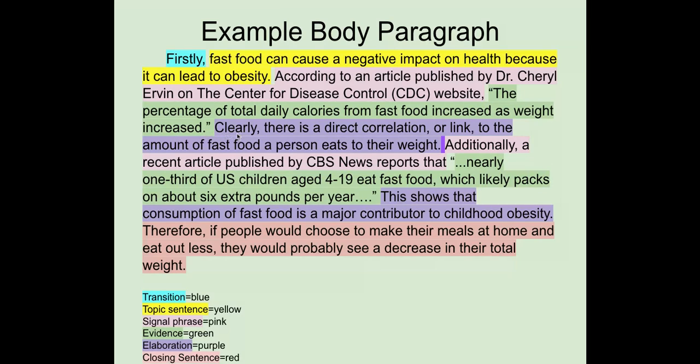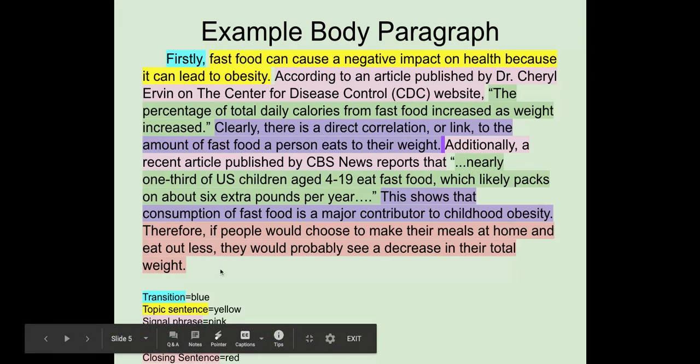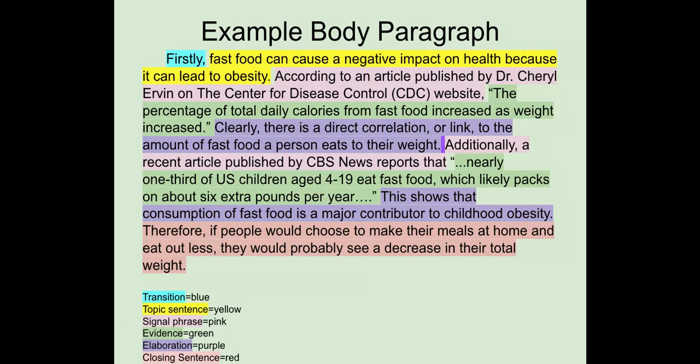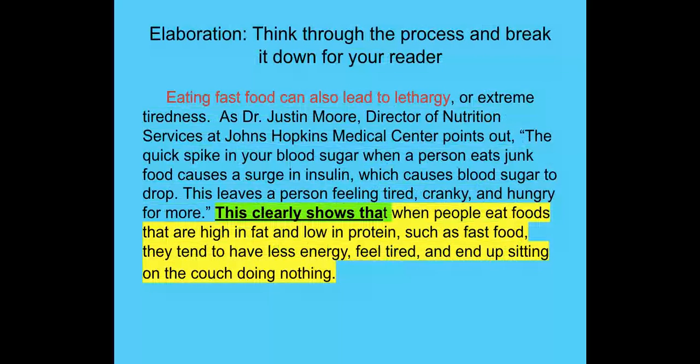And then the elaboration of that quote is in purple. And this is where the writer makes the connection for the reader. And then you follow again by your signal phrase and your evidence and your elaboration, and then finally a closing sentence. And the closing sentence is just where the writer kind of wraps up the paragraph or even leads to the next point that's going to be made in the next paragraph.